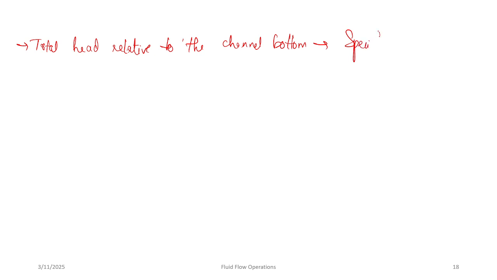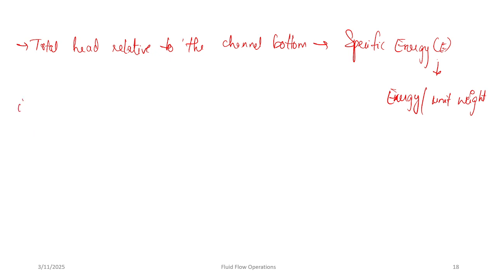So the total head relative to the channel bottom is called specific energy, and this is represented by E. So this basically expresses energy per unit weight. Specific energy is nothing but energy per unit weight.